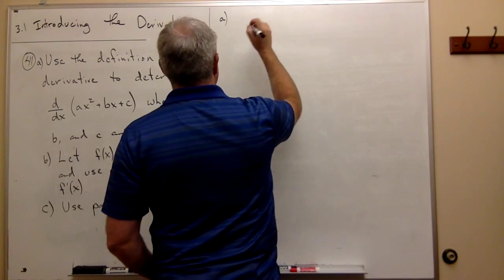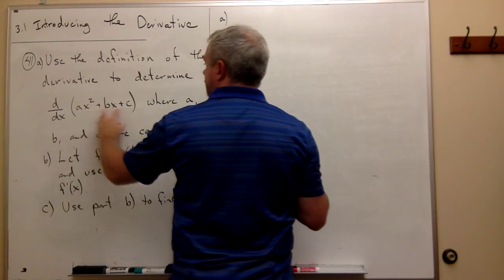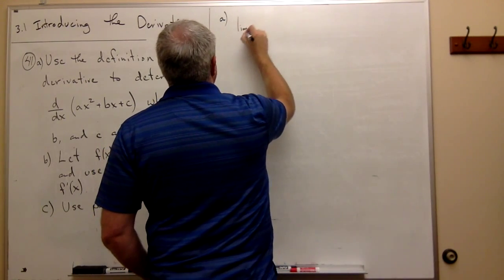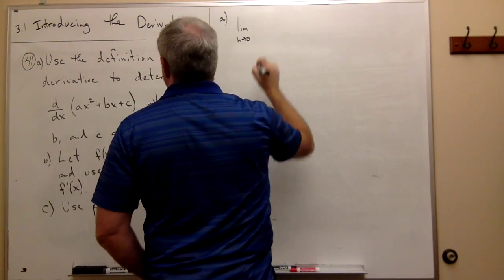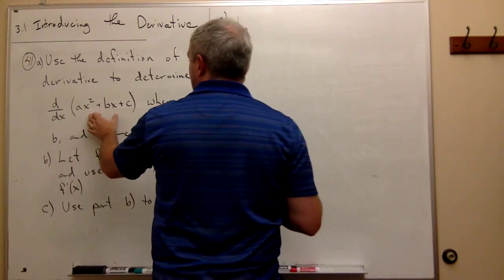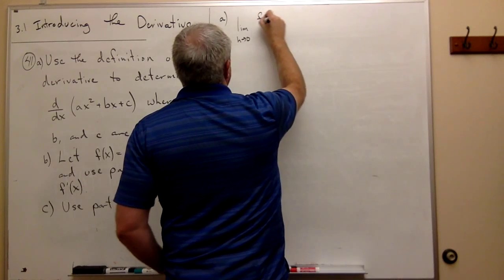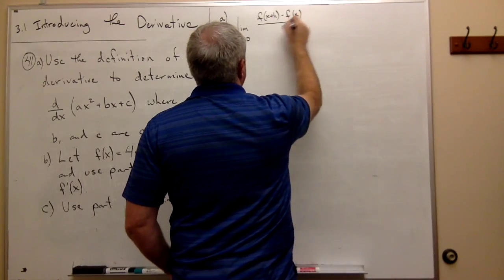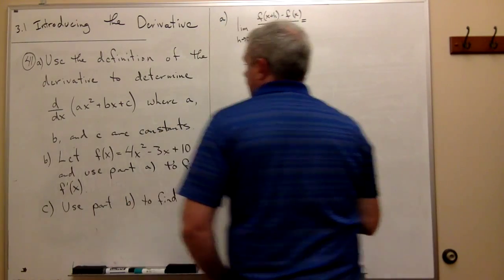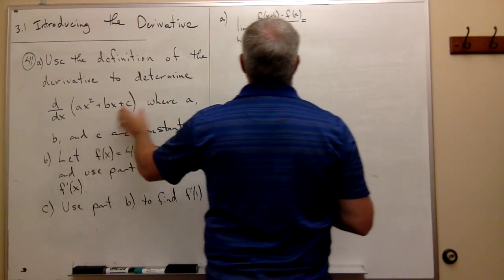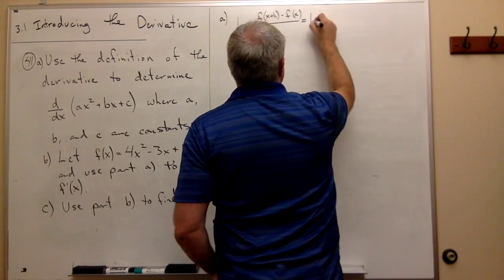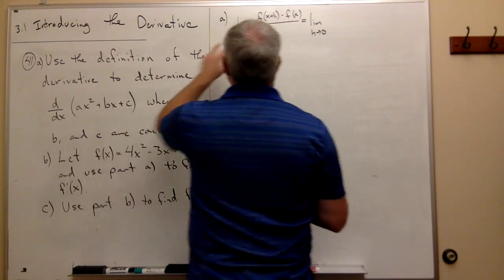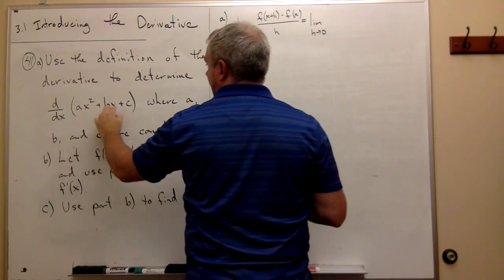Okay, so to find the derivative of ax squared plus bx plus c, I want to take the limit as h goes to 0 of this function f of x plus h minus f of x over h. And let's plug it in real quick. If I do this, I'm going to have to write kind of small, but I get the limit as h goes to 0 of, I need to plug in x plus h everywhere where I have an x in here.